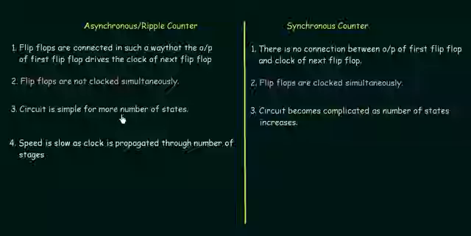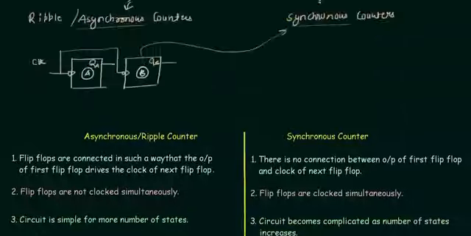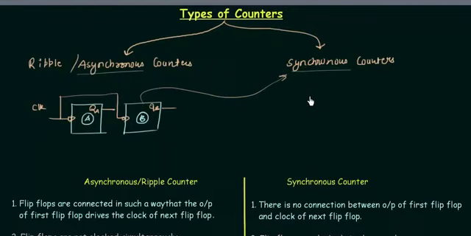The last point says the speed is slow, as the clock is propagated through a number of stages in the ripple counter. Yes, you have to wait for the output of the first flip-flop, and only then is the next flip-flop operational, and because of that the speed is slow in the ripple counter. In the synchronous counter the speed is high, because all the flip-flops operate simultaneously as the clock is given at the same time. If they ask this question in your exam, you have to write all these 4 points, but the classification is not yet over. I can classify synchronous and asynchronous counters again into 3 types.